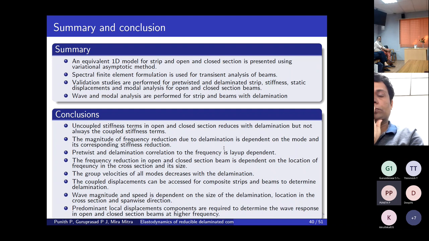It's very difficult to generalize these stiffness behaviors with the pretwist and the delamination, because it would depend on the layup and the position where the delamination is located in the cross section of the beam. And even the frequency reduction is dependent on the mode. Some modes may change drastically, but some modes may change very slowly. So these are a few conclusions that we can make out from the study.